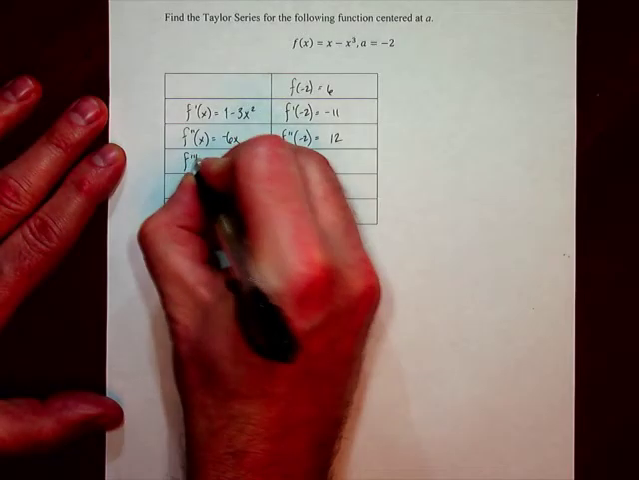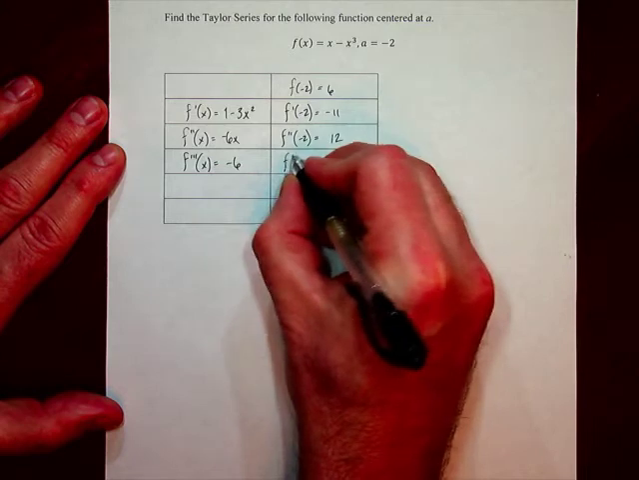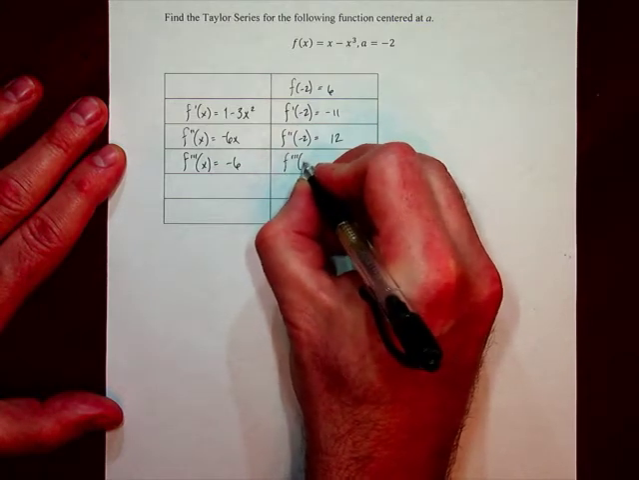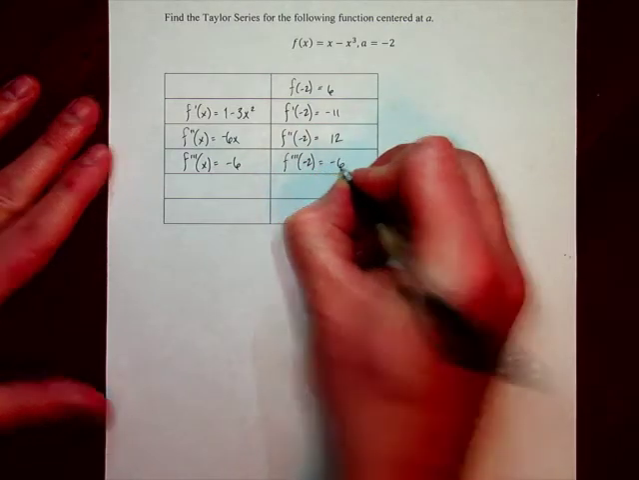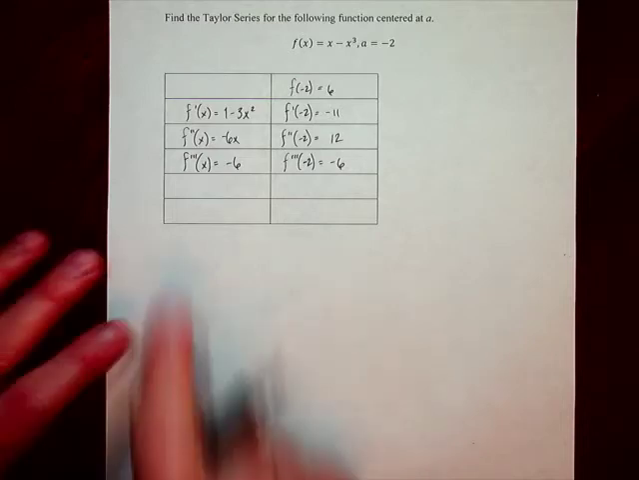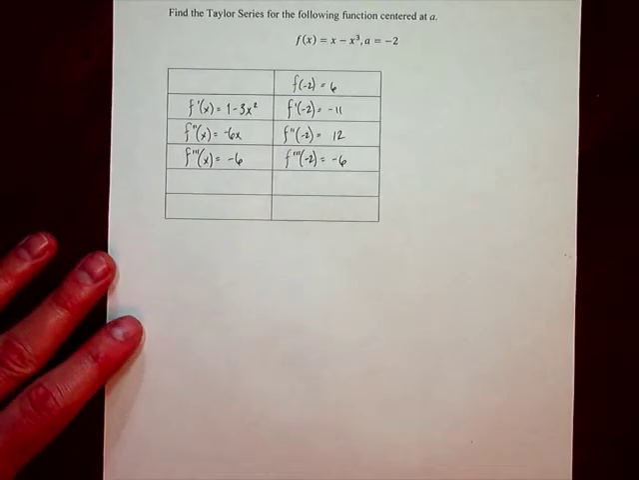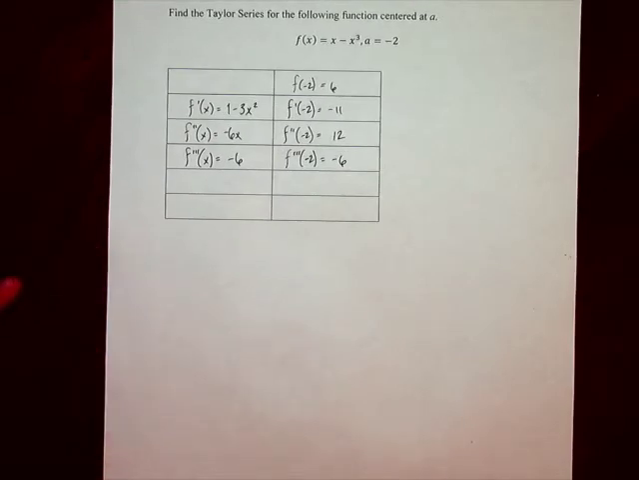And f triple prime of x is going to be negative 6, and therefore it's obviously a constant function. It has an output of negative 6 everywhere. And of course the fourth derivative is going to be 0. So I guess you could actually make it an infinite one. It's just that all of the terms in that Taylor series, starting with the fourth derivative and onward, are going to have a coefficient of 0 because the derivative is 0 after that.